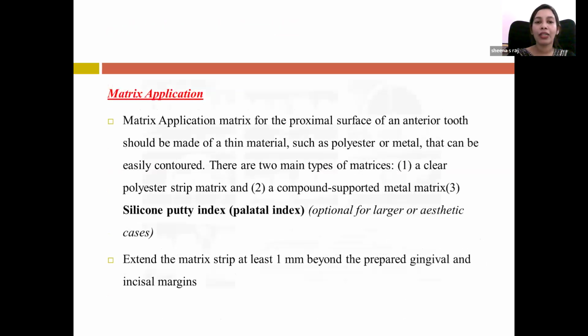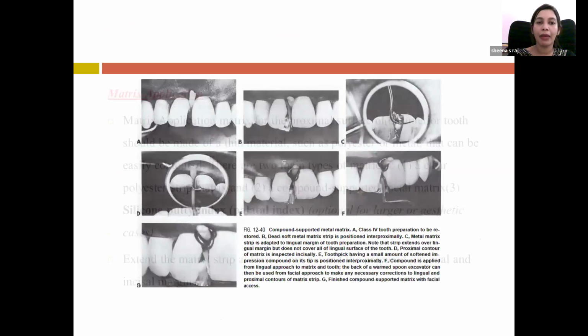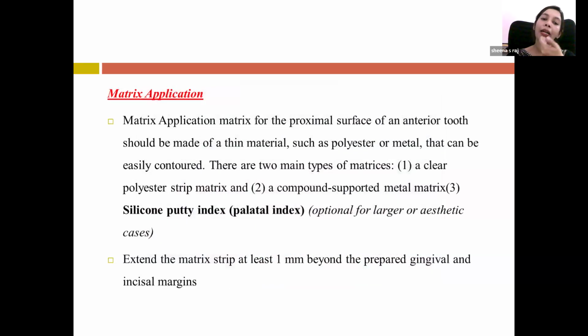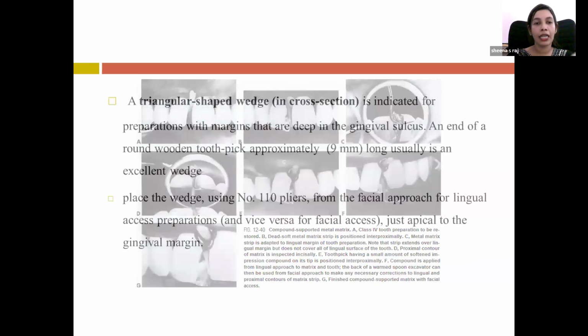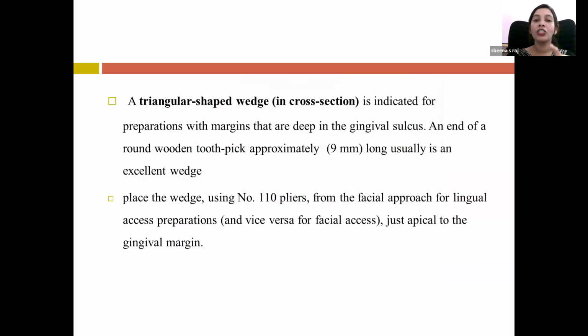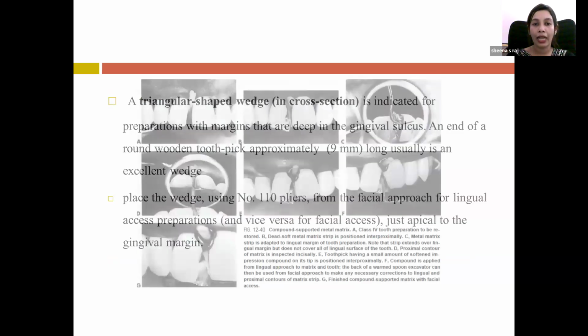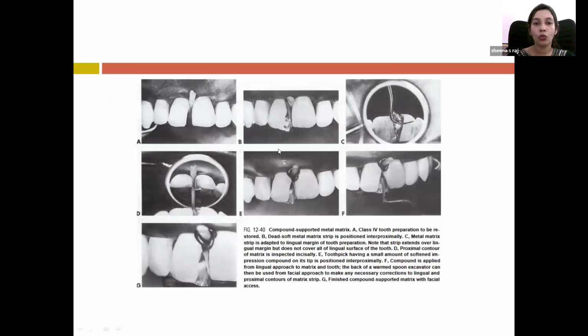Again, we can give a matrix application. As you can see in this image, we can provide a silicon putty index as a palatal index so that the composite can be placed. Triangular shaped wedges are indicated so that the shape of the gingival sulcus is obtained. Normally we'll place a toothpick, as you can see in this image. Okay.